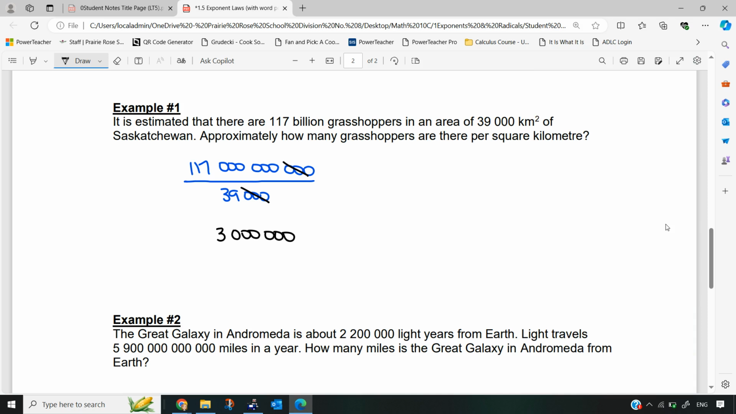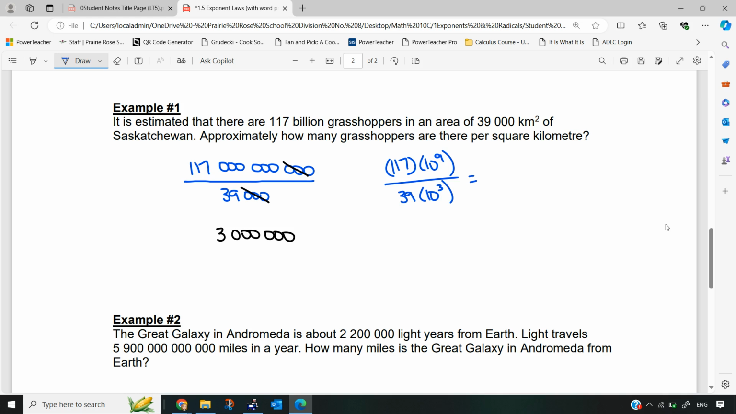The reality is, though, our calculators can't always work with really big or really small numbers by just entering them all in. Plus, who wants to type in like 25 zeros? So we can often write things in exponential notation, and that will help make entering it into our calculator and evaluating a little bit easier. So when we consider 117 billion, that's 117 and then 9 zeros, or 10 to the 9. So we're going to have 117 times 10 to the 9. And on the bottom here, we've got 39,000. Well, that's 39 and 3 zeros, so 39 times 10 cubed.